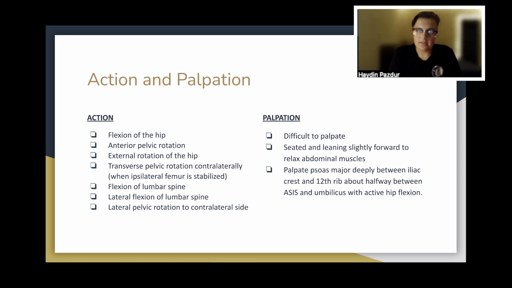Now, to palpate the psoas major, it is quite difficult to palpate. However, if you're going to do that, you want to be seated and leaning slightly forward to relax your abdominal muscles. Now, to palpate the muscle, you're going to want to palpate it deeply between the iliac crest and the 12th rib, about halfway between the ASIS and umbilicus, with active hip flexion.